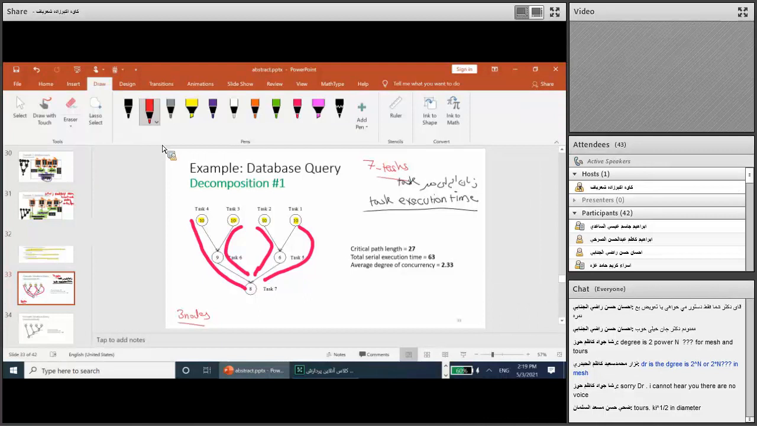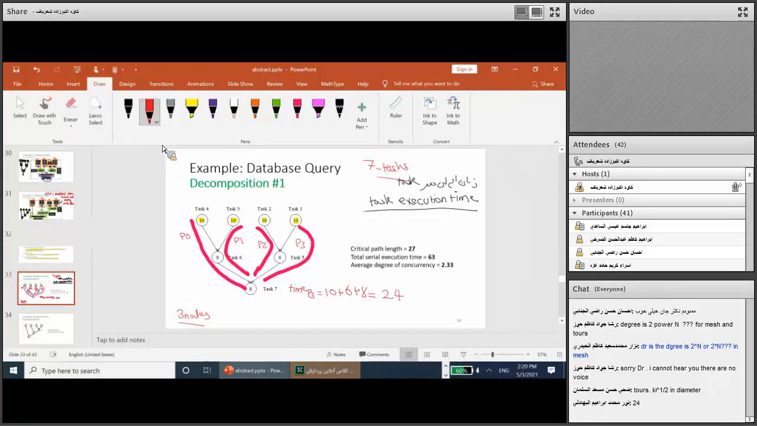But please pay attention. Path 0, path 1, path 2, path 3. What's the execution time of path 3? 10 plus 6 plus 8 equals 24.